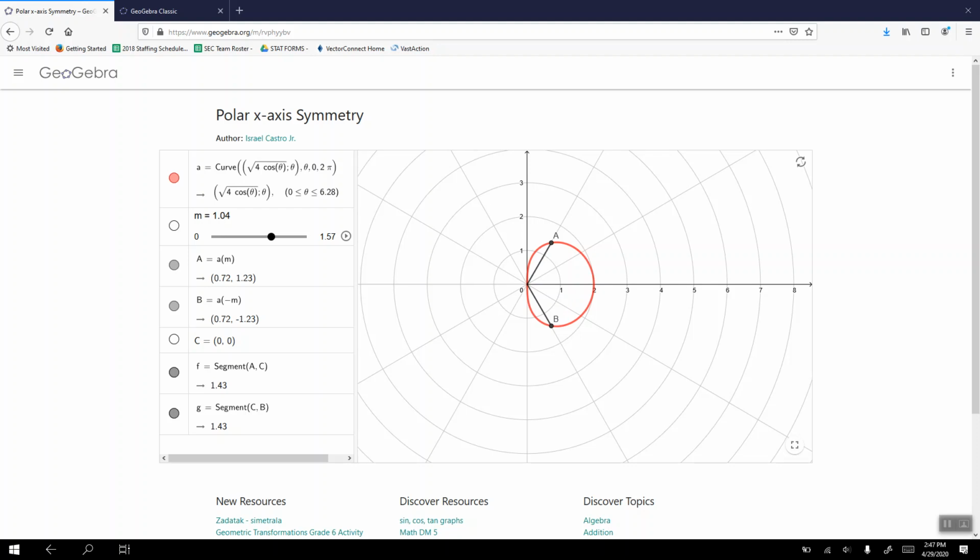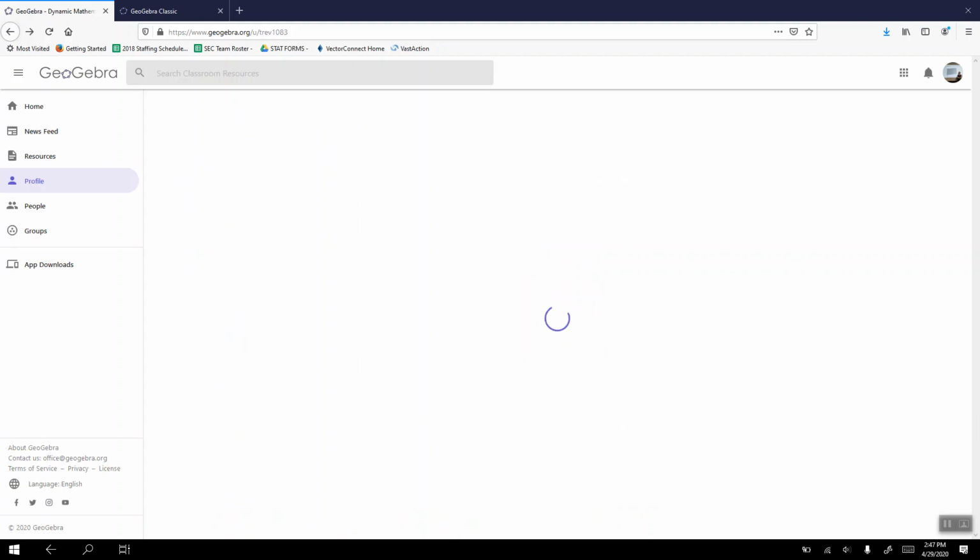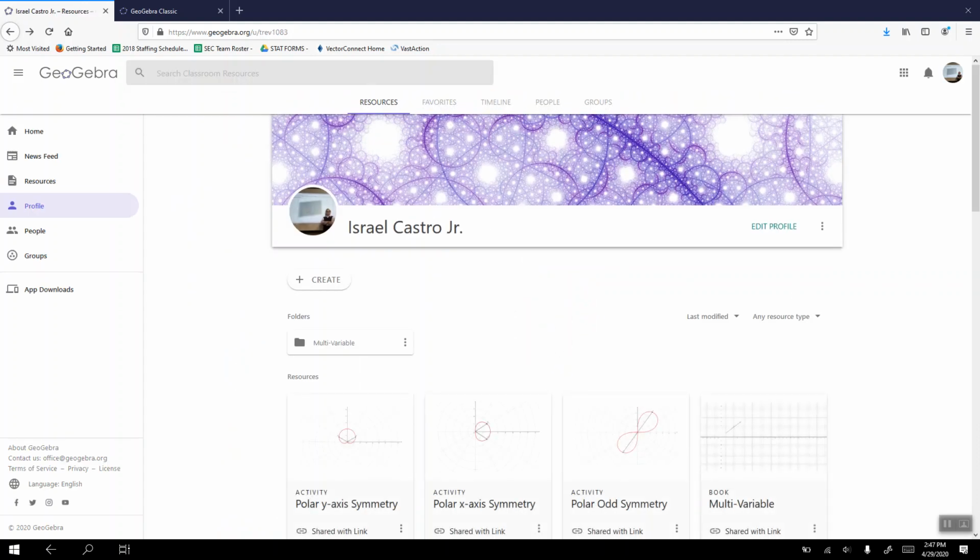If we can get symmetry for polar graphs, then that means we don't have to go through all of the different angle measurements. We could just go through about half the angle measurements, and then since we know it will have symmetry, we can just reflect it across the respective axis or origin. So that's the symmetry about the x-axis.